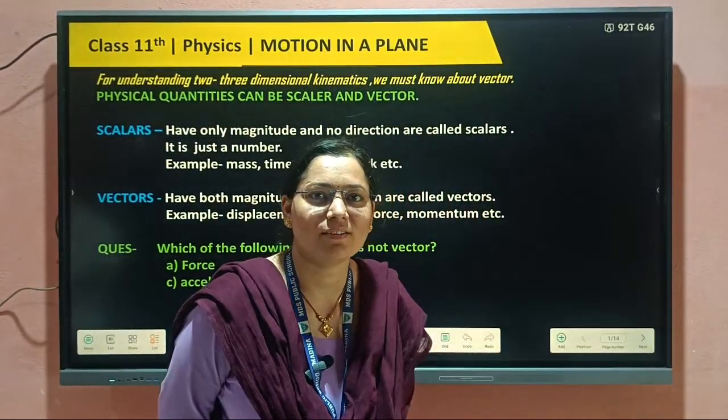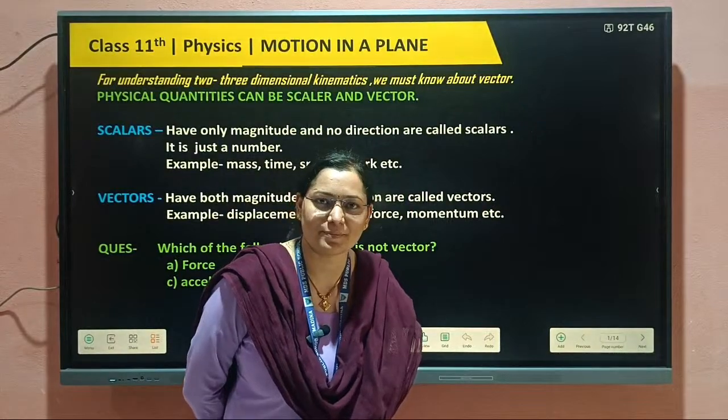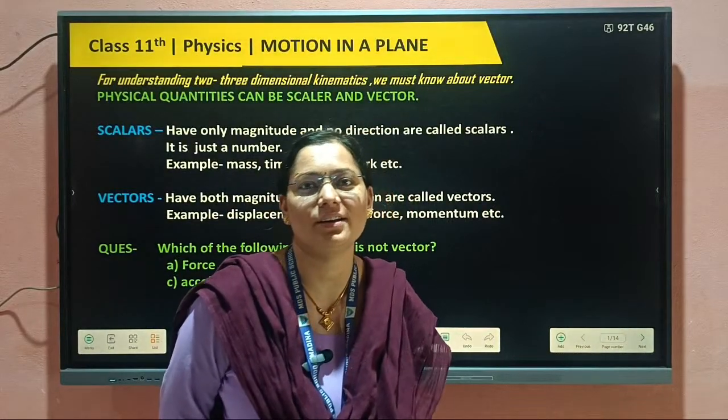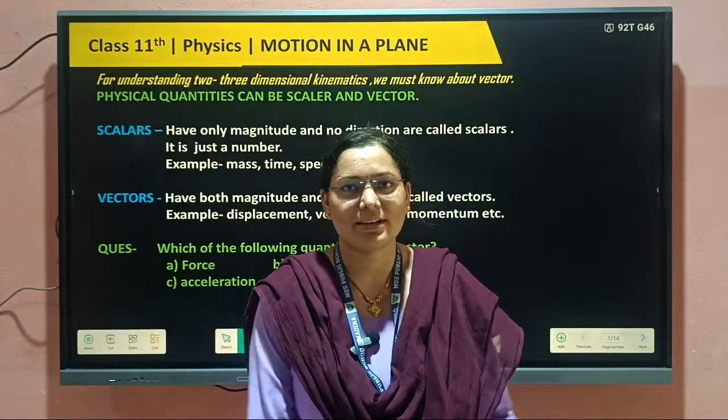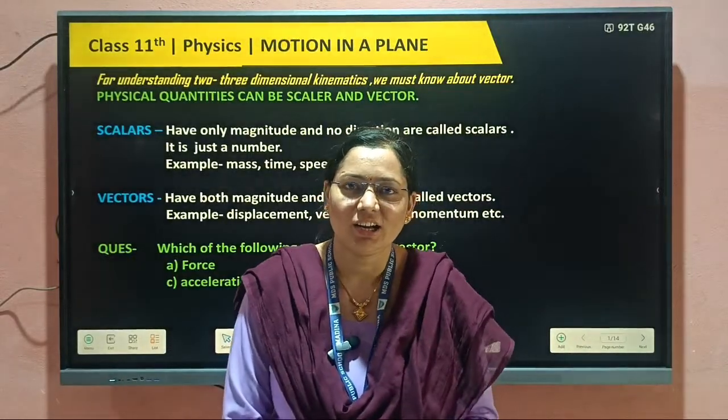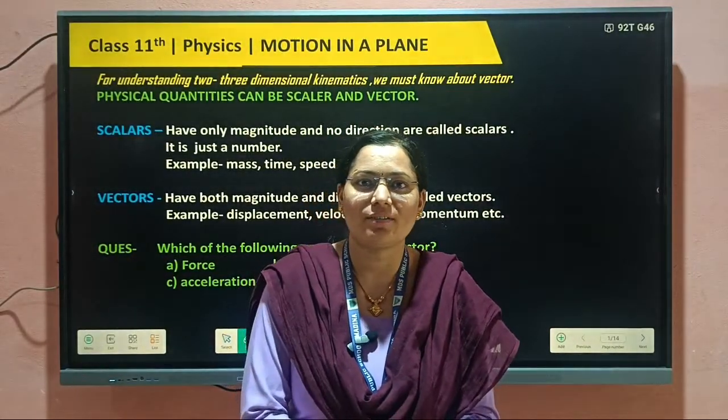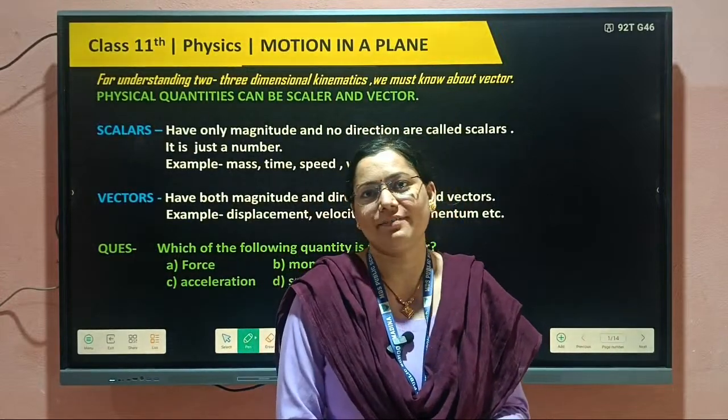Again, we are here for our next unit, that is vector, the second part of the second unit. First, we have done kinematics, beta, motion in a straight line. Now, today we are here for doing the next part of the second unit, vector.